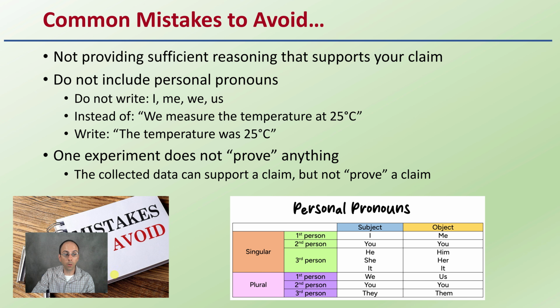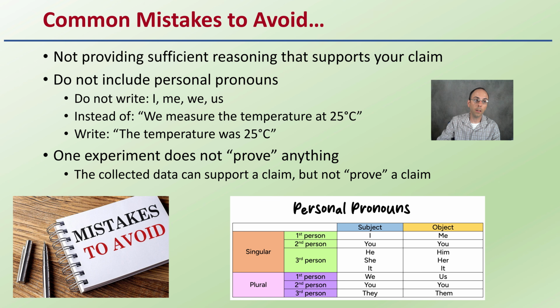So common mistakes to avoid, that I've seen, is not providing sufficient reasoning to support your claim. Do not use personal pronouns like I, me, we, or us. Instead of "we measured the temperature at 25 degrees Celsius," say "the temperature was 25 degrees Celsius."